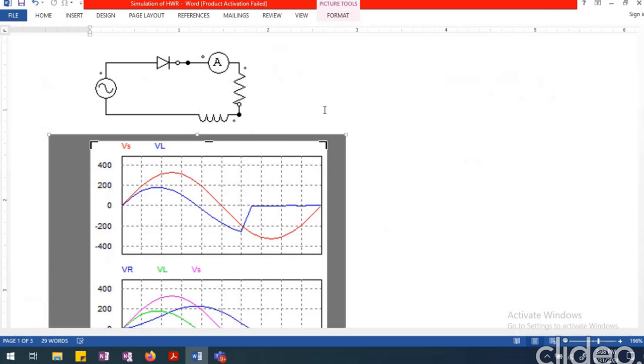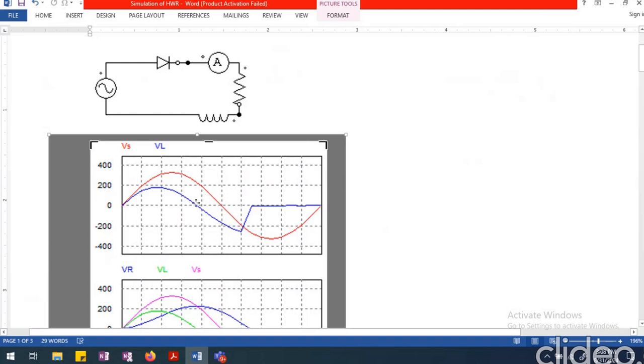But if we leave out the frequency because it is 50 hertz, still we will have L by R ratio, that is inductance and resistance, as well as voltage peak value. All these three things matter in deciding how long the conduction of the diode continues after 180 degrees, that is after the positive half cycle gets over.